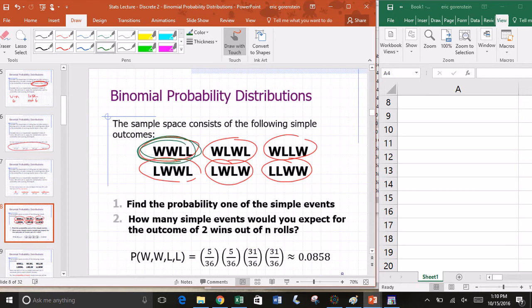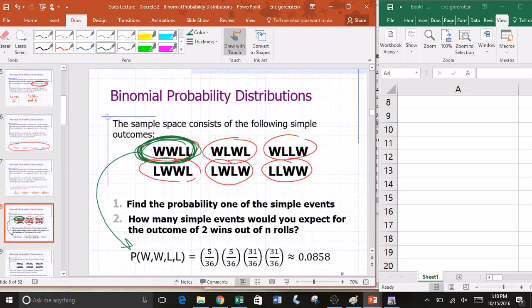So what's the probability that this happens? Exactly this. Win-win and then lose-lose. So coming down here, the probability of winning once is 5 out of 36, because out of the 36 possible rolls, 5 of them will give you a total of 6.